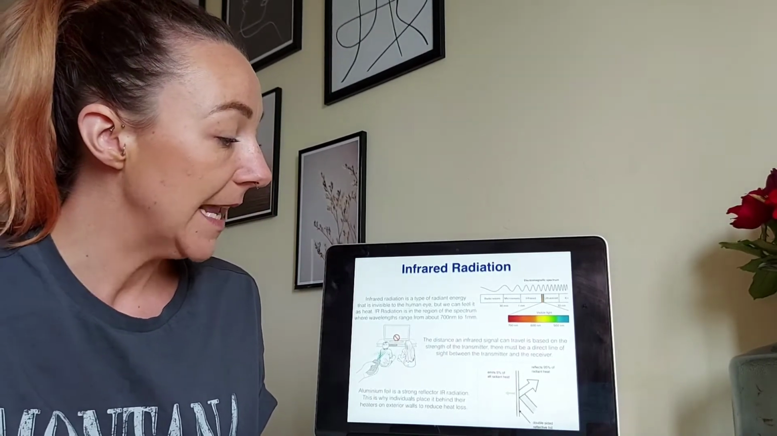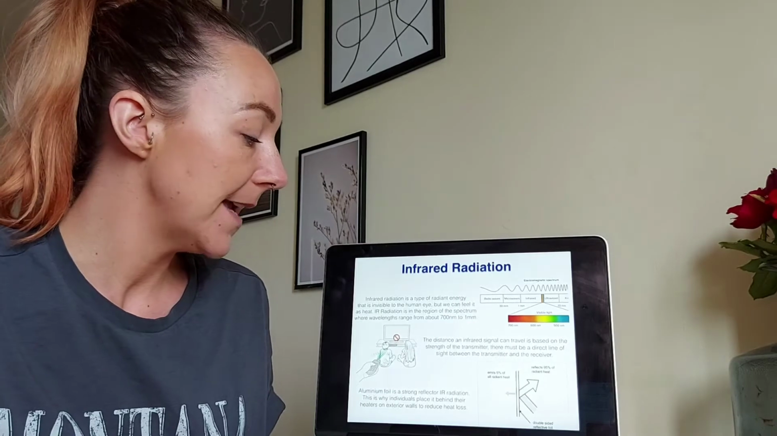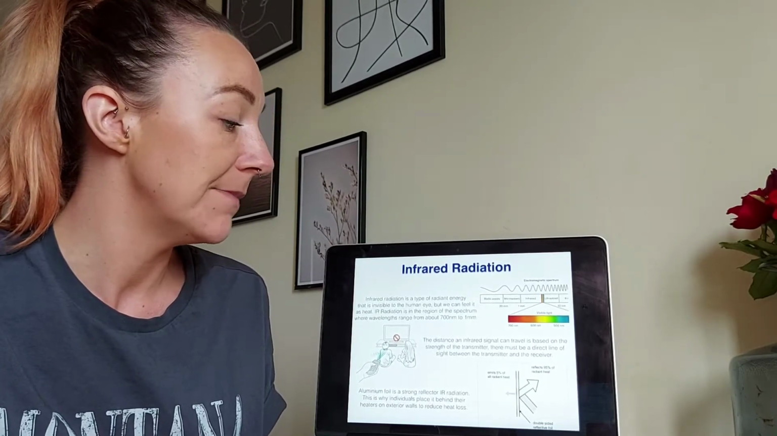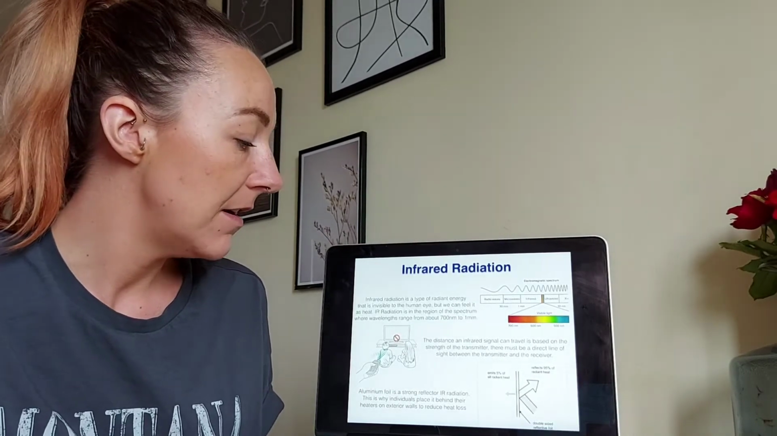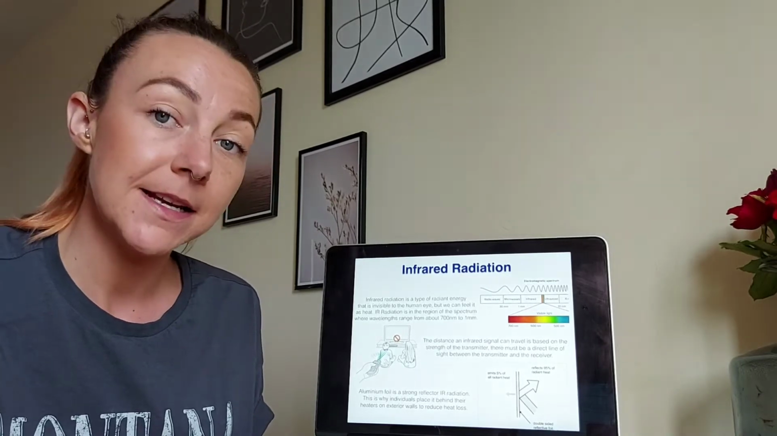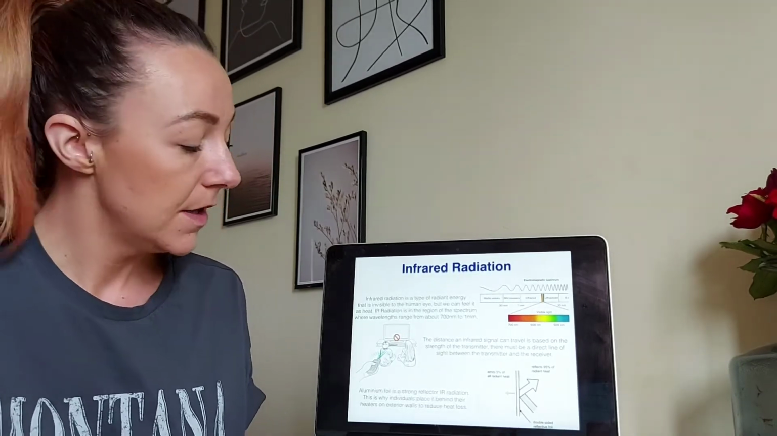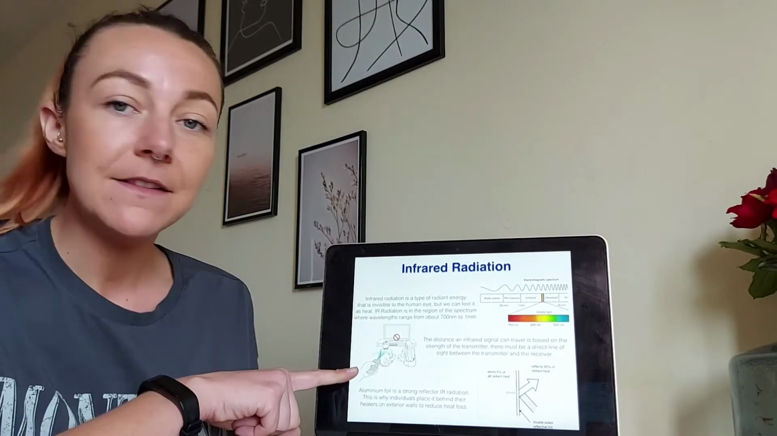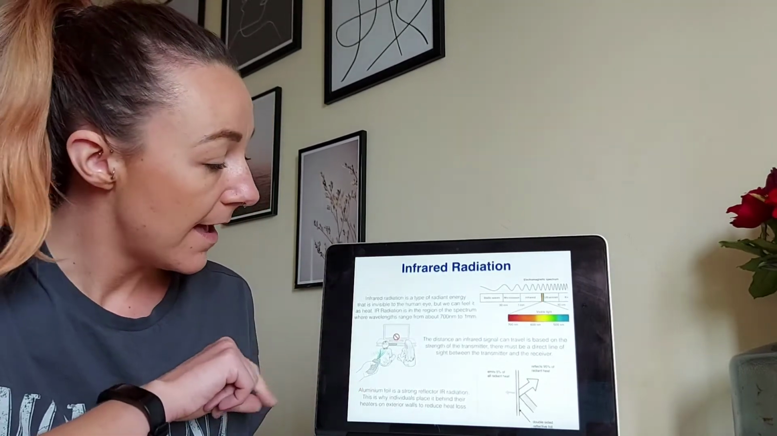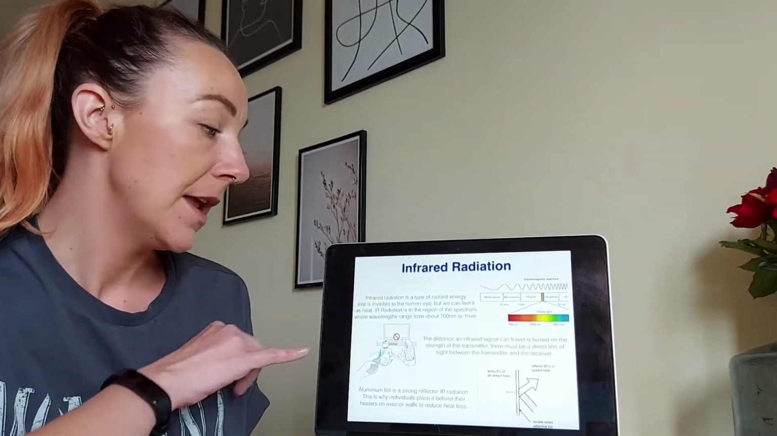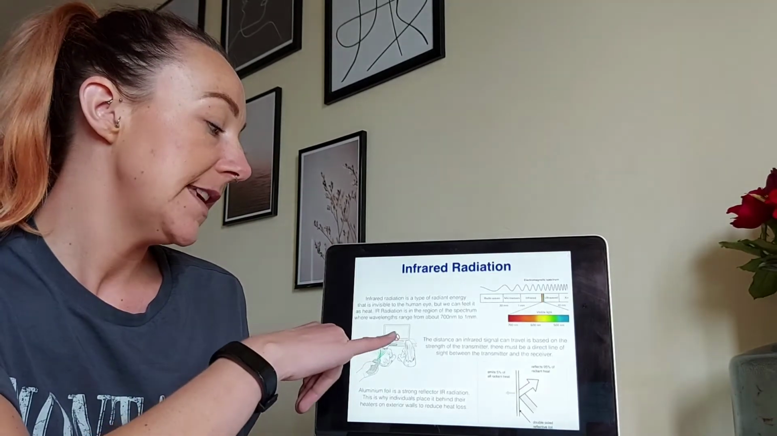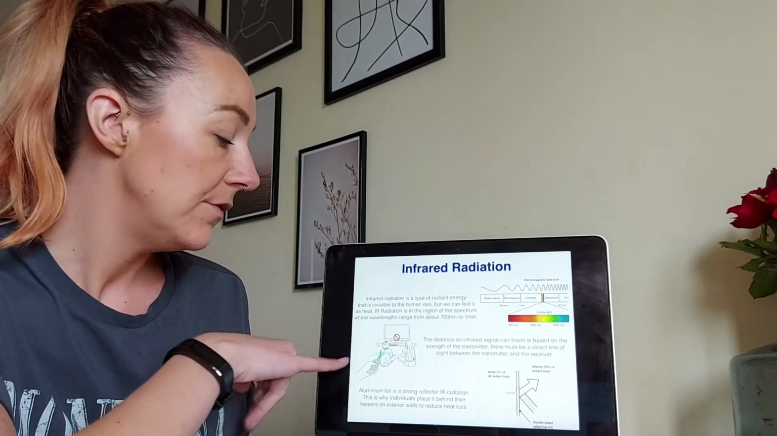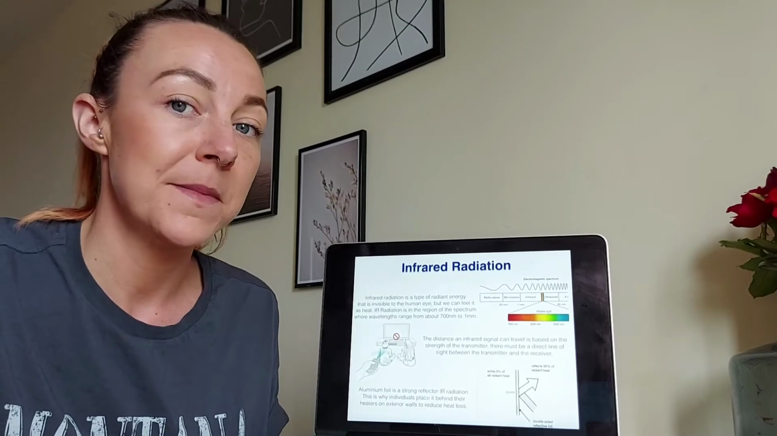The distance an infrared signal can travel is based on the strength of the transmitter. There must be a direct line of sight between the transmitter and the receiver. So for example, a TV remote here is using infrared, and the signal to the receiver over here cannot travel through a human.